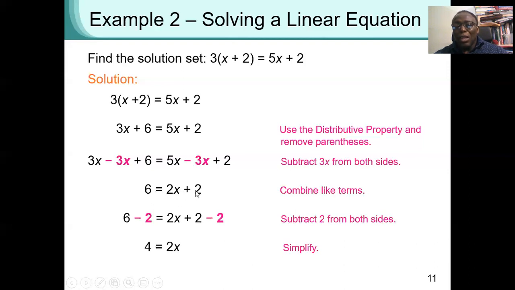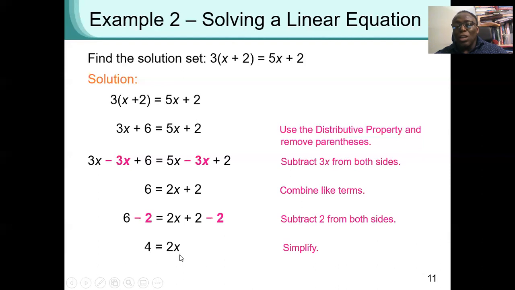Now I'm here. I have 2 here to my right, and also I have 6 to my left. So I want to take one constant value out. So I'll use minus 2 to the right, minus 2 to the left also, to balance the equation, so it's still equality. We are using the equality rule. So here we get 4 equal to 2x.